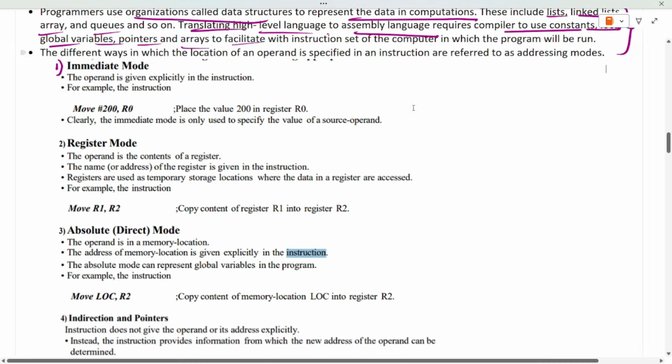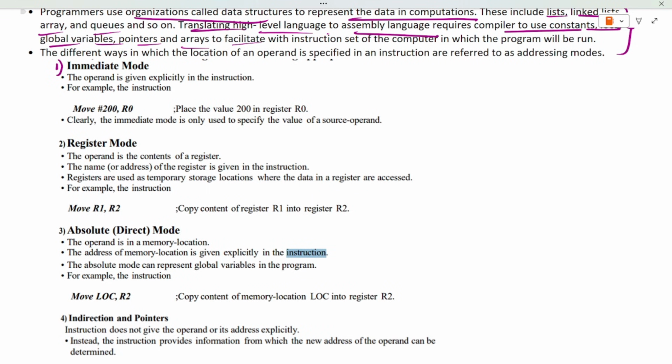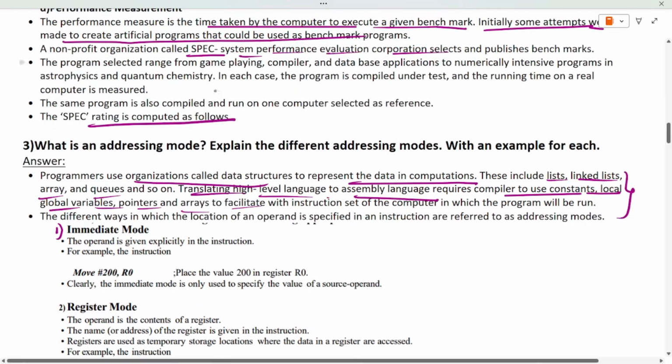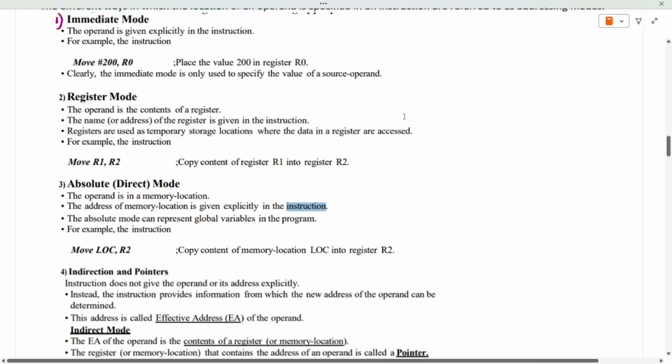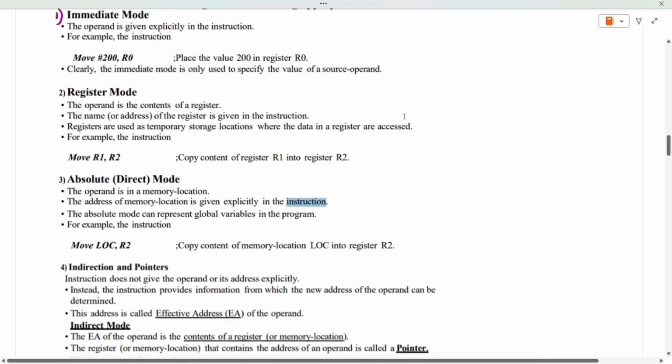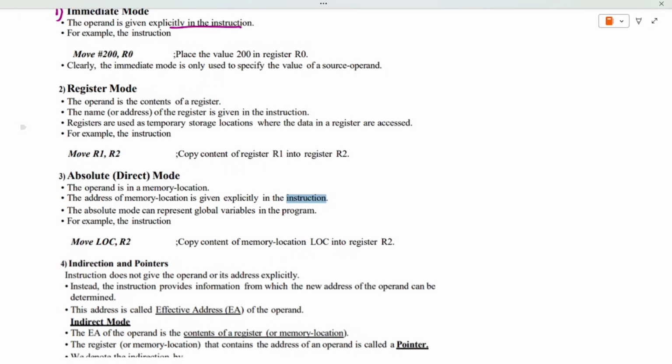Okay, now next is the first type, see, you can see here they have given another question, different types of addressing modes. One is the immediate mode. It is basically given explicitly in the instruction. That means you will give it in the instruction set. For example, you give move 200, R0, that is place the value of 200 in the register R0. If there is a register R0, you have to place the value of 200.